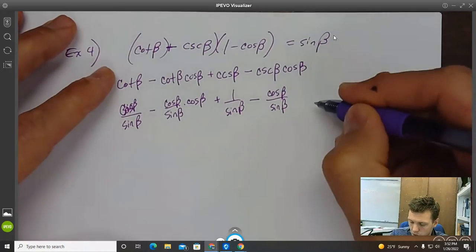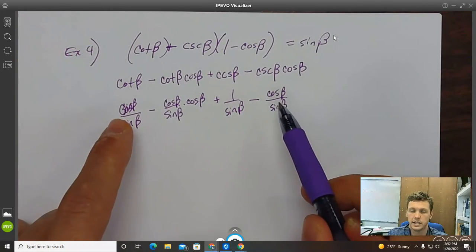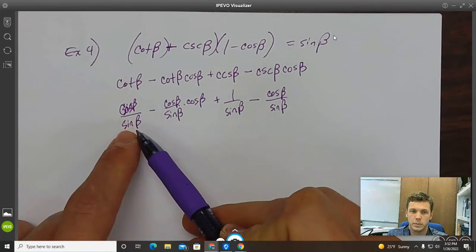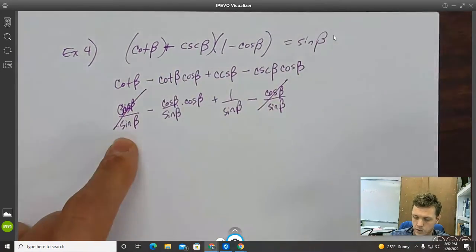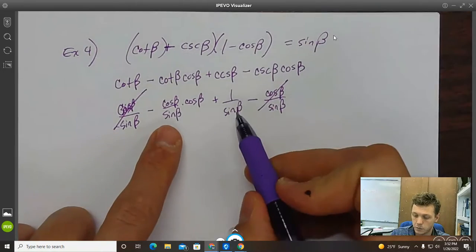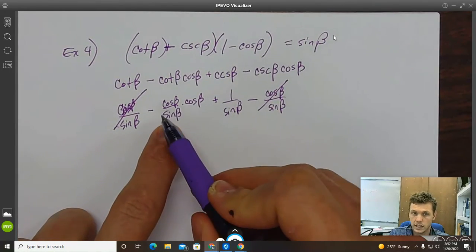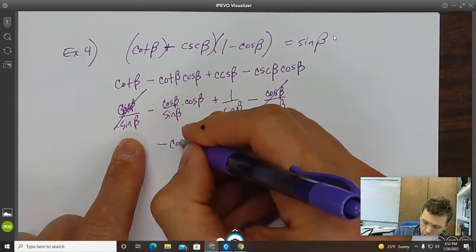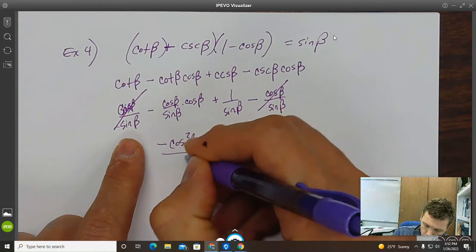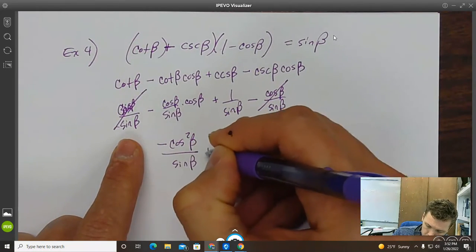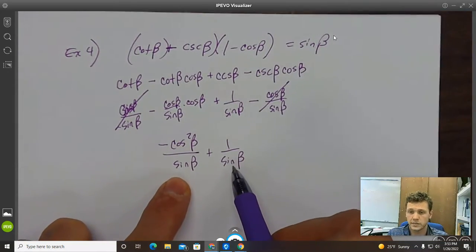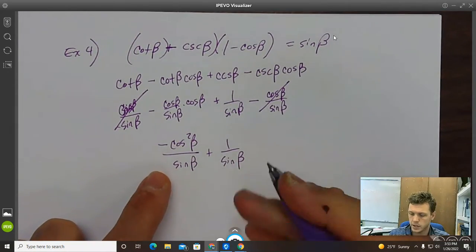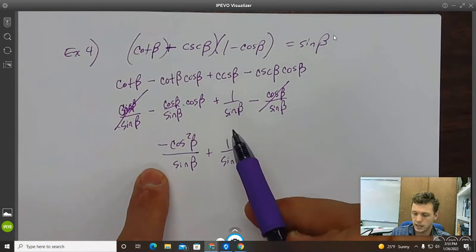Okay. So a couple things that I notice here when I do that. Here I've got a positive cosine of beta, sine of beta, and a negative cosine of beta, sine of beta. So those are going to cancel, right? Then from here, what I have left is a negative cosine squared of beta over sine of beta plus 1 over sine of beta, right? So we have two terms left that have a common denominator, right? So I'm going to add those together.